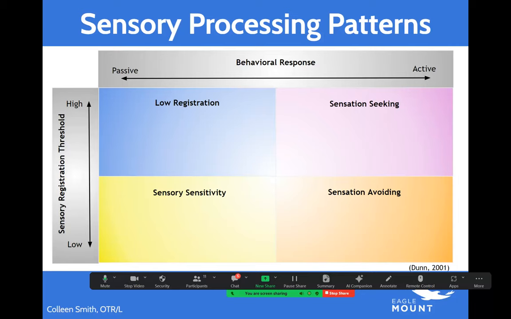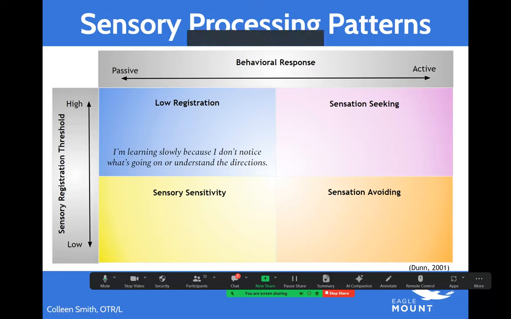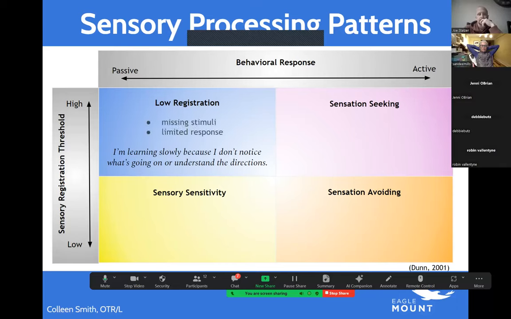And this is basically what I just said. The side here is going to be the threshold. Down here, they're going to be getting a ton of input, and if it's a higher threshold, they're missing things. The response is going to be on the top. So we're going to look at what this might look like. The first student you're thinking about is learning slowly because they don't notice what's going on or understand the directions. That might mean that they're missing stimuli and they're not trying to figure out more.